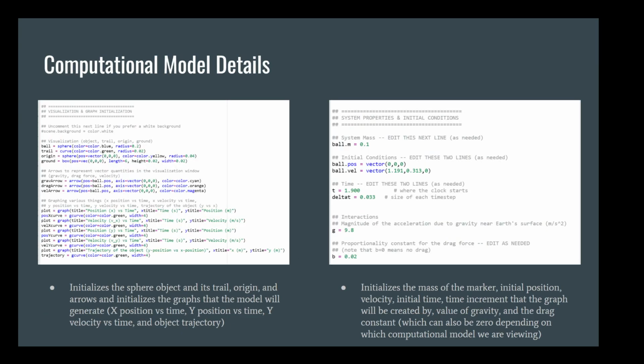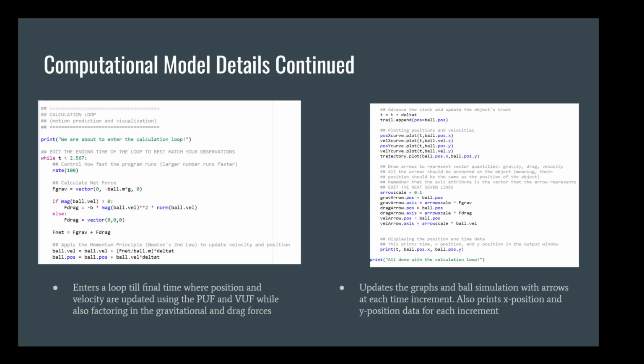So, some details of the code. The first chunk of code initializes the sphere object with trail, origin, and arrows, and it initializes the graphs that the model will generate, which are x position versus time, y position versus time, y velocity versus time, and object trajectory. The next section of code initializes the mass of the marker, initial position, initial velocity, initial time, delta t, the value of gravity, and the drag constant, which can be 0 depending on which computational model we are viewing.